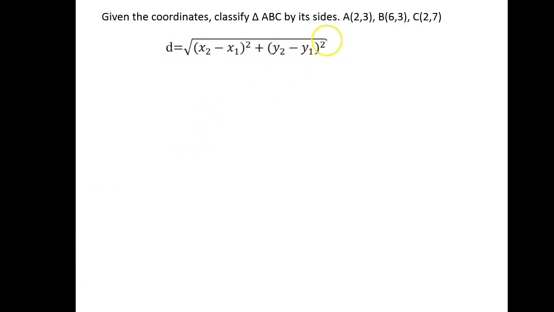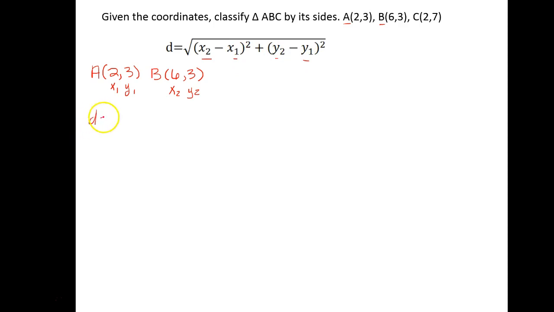So first, let's find the distance between A and B. So here's, I'm going to come down here and write it again. A is 2, 3, and B is 6, 3. So this is my first set of coordinates. So let this be your first set, x1 and y1. This is my second set, and so this is going to be x2, y2. And then I just come and plug it into our formula.